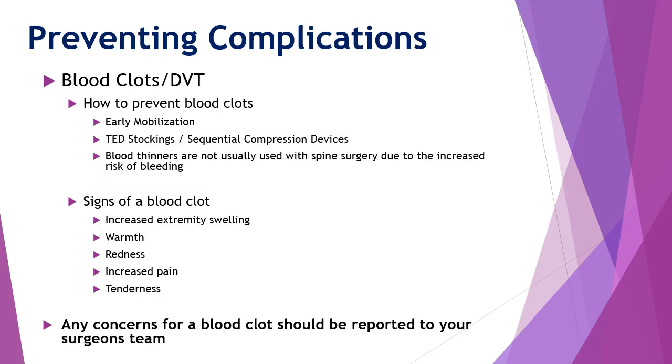Preventing blood clots and DVTs. To prevent blood clots, early mobilization, TED stockings, and sequential compression devices are used. Blood thinners are not usually used with spine surgery due to the increased risk of bleeding. Signs of a blood clot include increased extremity swelling, warmth, redness, increased pain, and tenderness to the area. These are typically found in the posterior aspect or the back of your calf. Any concerns for a blood clot should be reported to your surgeon's team.